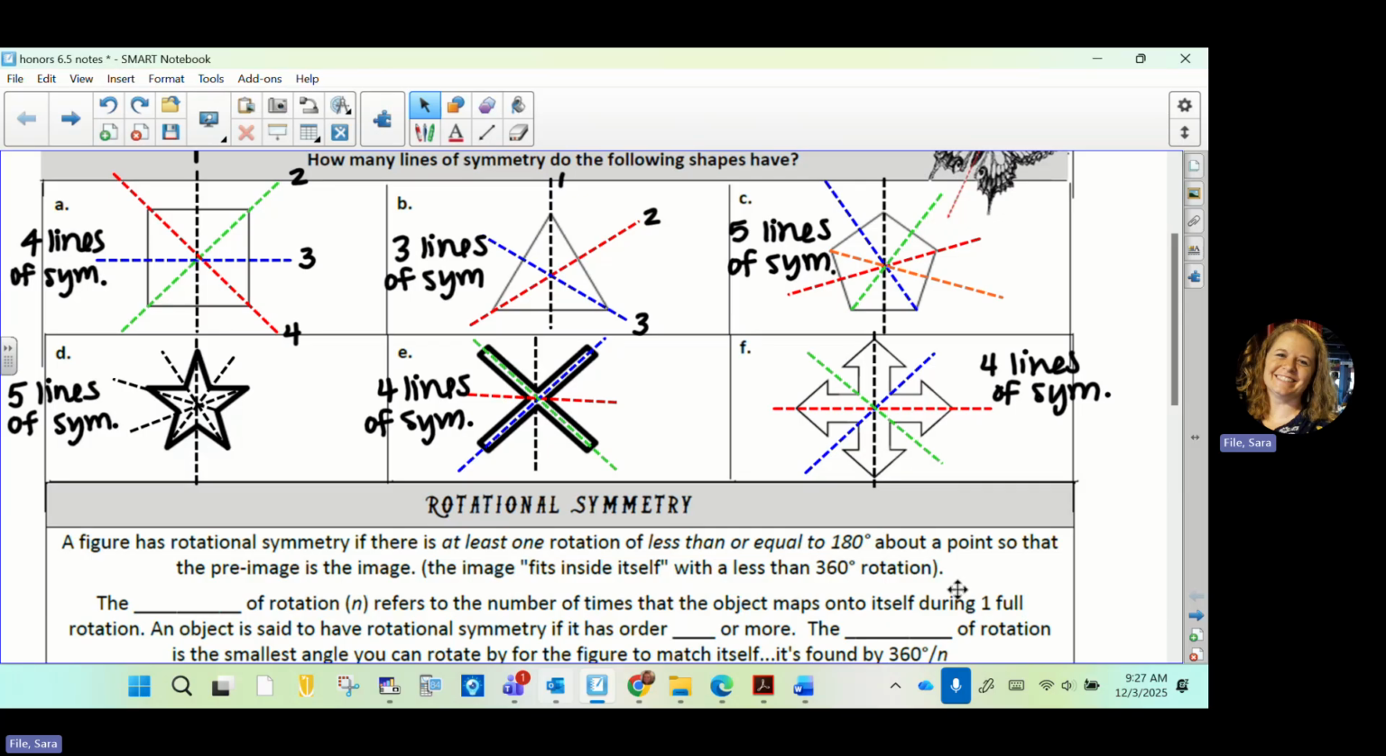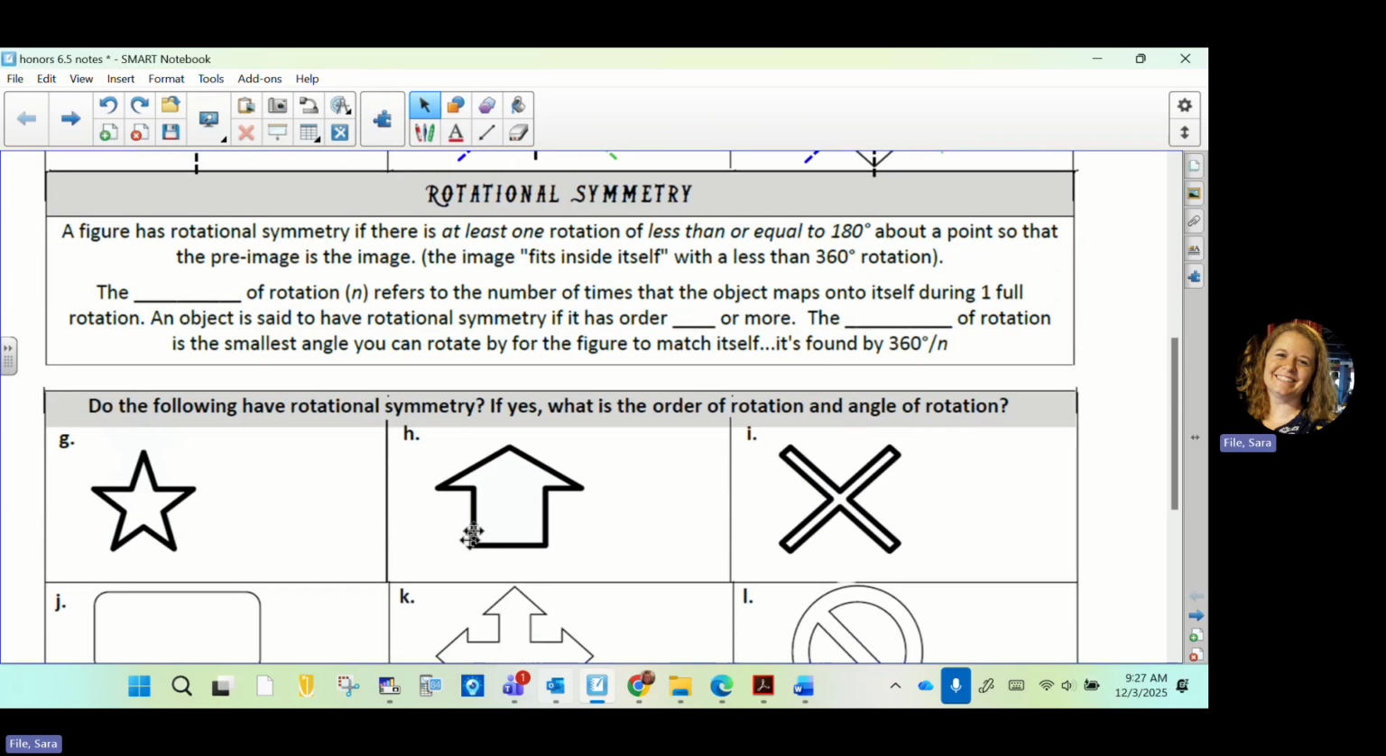Okay, so rotational symmetry. And those of you leaving, I'll post this video so you can watch it and get these notes later. Rotational symmetry is a little, I don't know that it's harder, but it takes some more visualization. Not everybody visualizes rotation as well as reflection. So a figure will have rotational symmetry if there's at least one rotation less than or equal to 180 degrees, about a point, where the pre-image and the image match, where they're exactly the same.